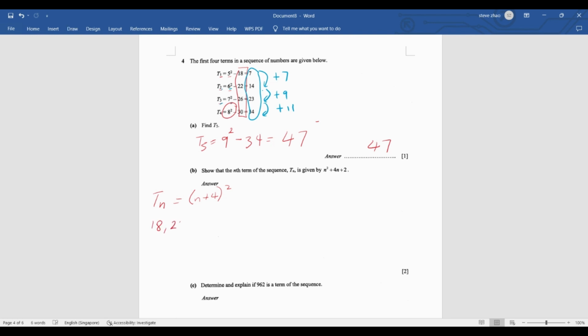Okay, so 18, 22, 26, and 30. Now you can see there is an increment of 4. Let's work back our knowledge, our memory. The formula is Tn equal 4n plus c, right? So just take the fourth one, maybe 30 equal 4 bracket 4 plus c. So c is equal to 14. So the formula for this part is just 4n plus 14.